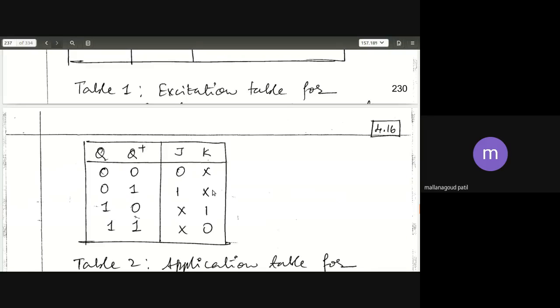0 to 1, 1x you can write directly. 1 to 0, x1 you can write directly. 1 to 1, x0 you can write directly. The meaning is the same because this table is already discussed. This is the excitation table for JK. Present, next, J and K are the inputs. Can I move to the next?